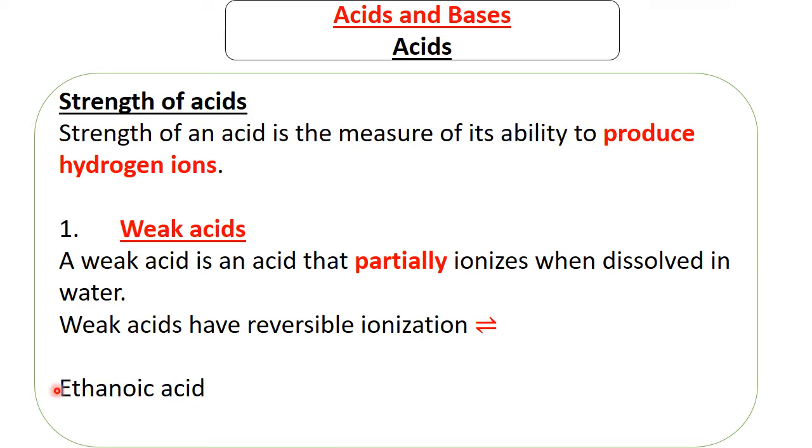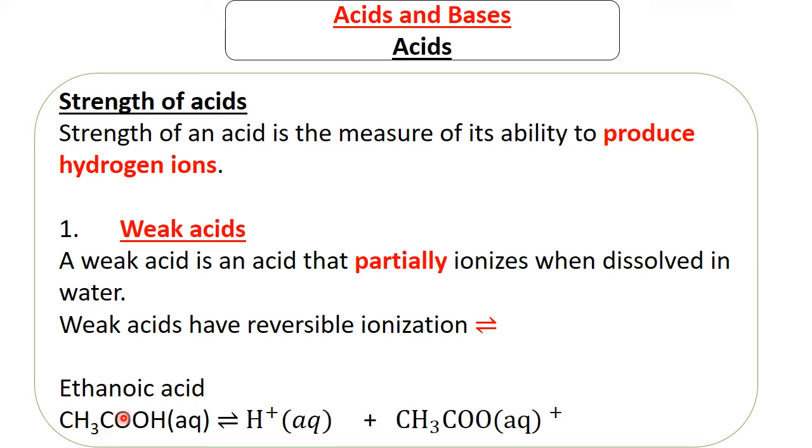An example is ethanoic acid. So ethanoic acid undergoes this ionization, produces hydrogen ions and this ion. By this symbol, it shows that this is a reversible reaction. So you can combine these again to make ethanoic acid. So this shows that the ethanoic acid hasn't fully ionized, it has partially ionized.